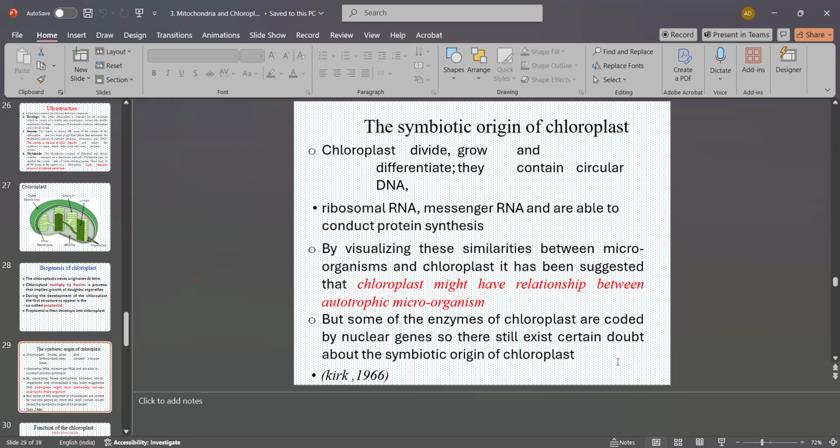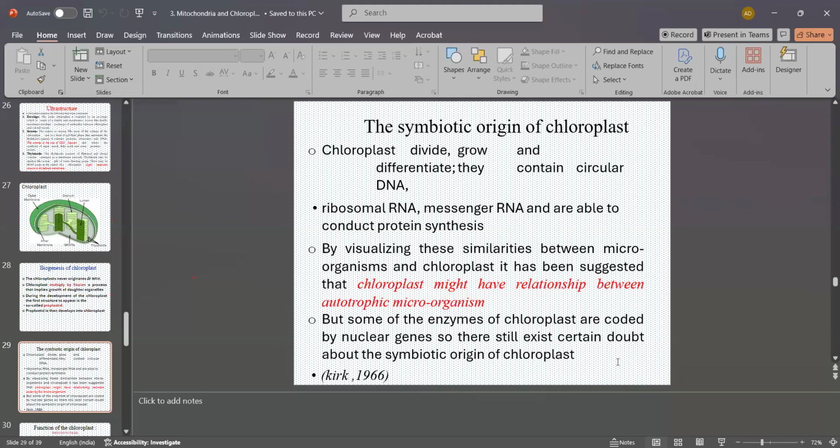Then the symbiotic origin of chloroplast. The chloroplast is derived, grows and divides differently. They contain circular DNA, ribosomes, RNA, messenger RNA, and are able to conduct photosynthesis. The chloroplast is also important for preparation of food material, also called protein synthesis. By visualization, these similarities between microorganisms and chloroplast have suggested that chloroplast might have a relationship with autotrophic microorganisms. That is also a suggestion. But some of the enzymes of chloroplast are coded by nuclear genes.